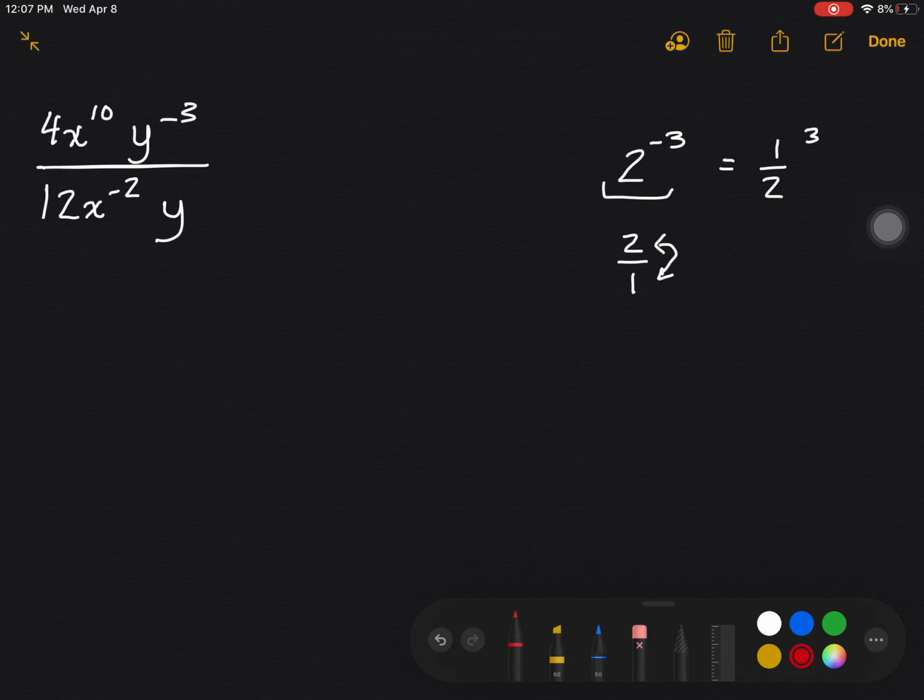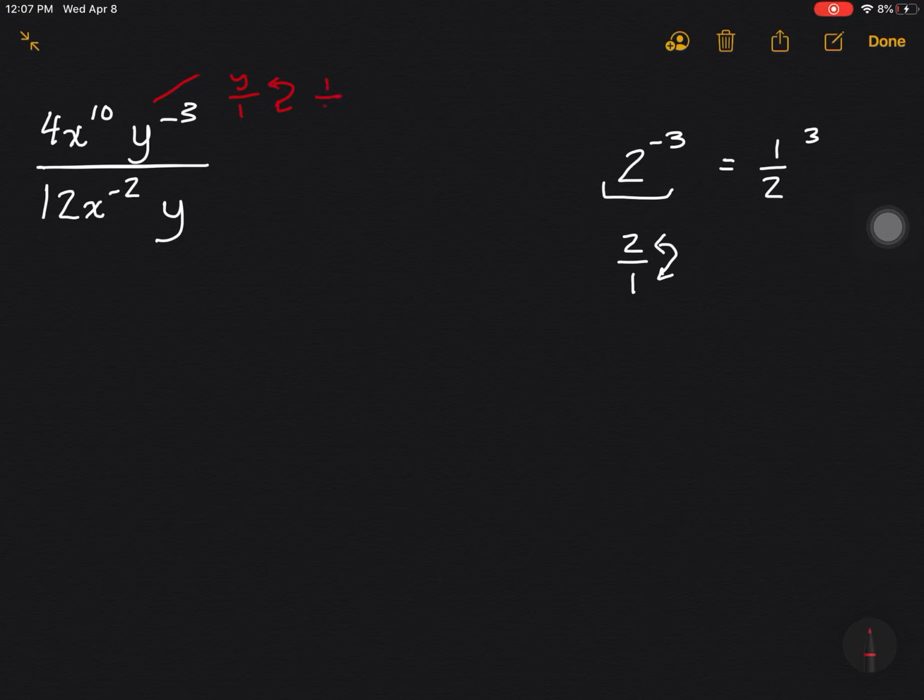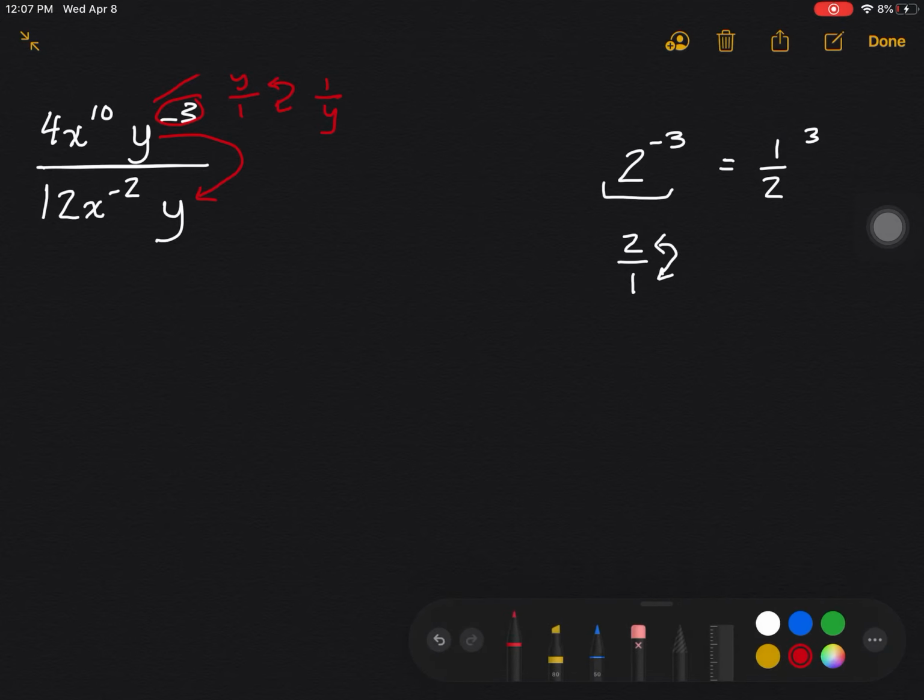So the same rules are going to apply over here for our longer problem. So when we're looking at this, we know that we need to take this y. Right now, this y is y over 1. But we want to flip it. So we now want to have 1 over y, which means that this y is now going to come down here to the denominator and bring this 3 that will now be a positive 3 with it.